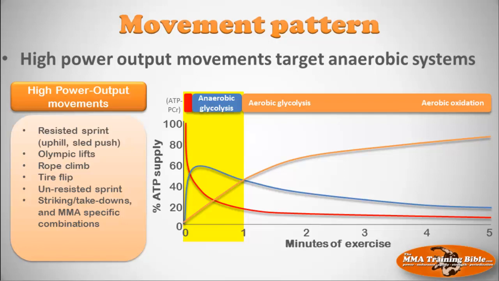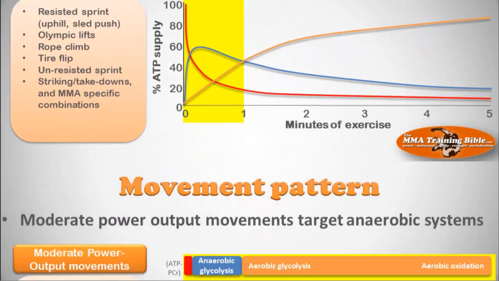When you're choosing those high power output movement patterns, then those are going to be effective in targeting the anaerobic energy systems. Not so much the aerobic energy systems, because you're automatically targeting the anaerobic ones. You're not going to be able to make it more than a couple minutes when you're using these type of movement patterns. So take home message, choose high power output movements when you want to target the anaerobic energy systems.